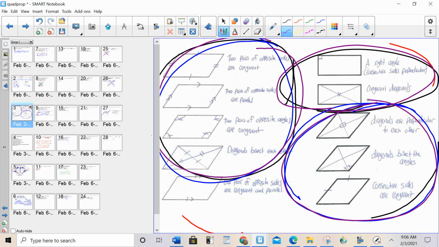Again, your classwork / homework is to finish parallelogram properties or quadrilateral properties. And we're going to be building on this for the next month. So it's really, really important that we get comfortable with these properties.